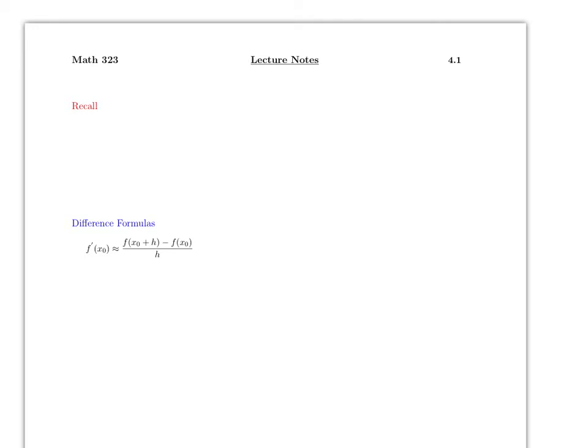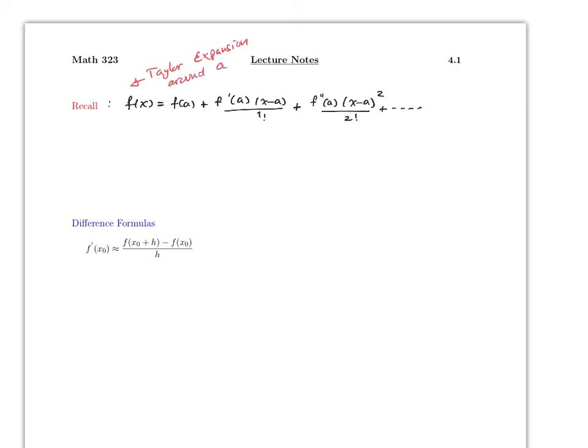Remember the Taylor series? So remember this, f of x is equal to f of a plus f prime of a times x minus a over 1 factorial plus f double prime of a times (x minus a) squared over 2 factorial and so forth. Remember that this is the Taylor expansion or Taylor series around, and this is going to be very important, around a.